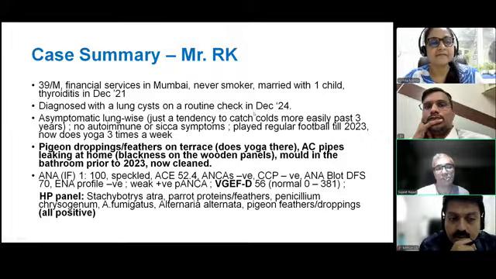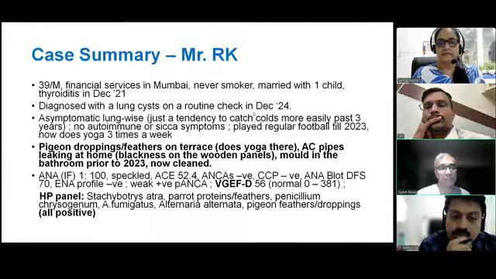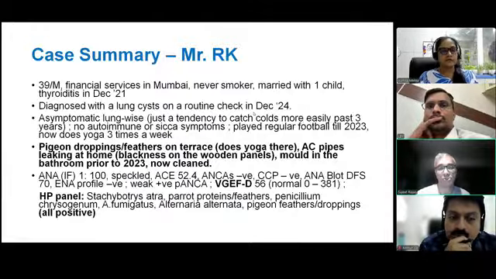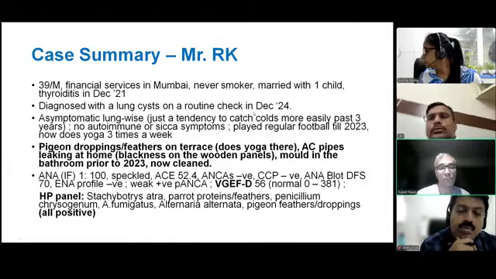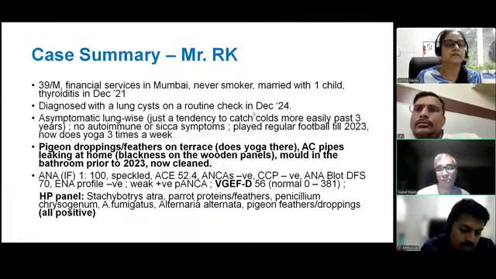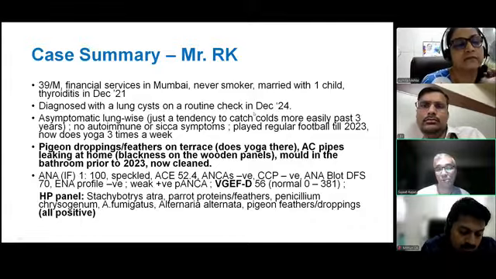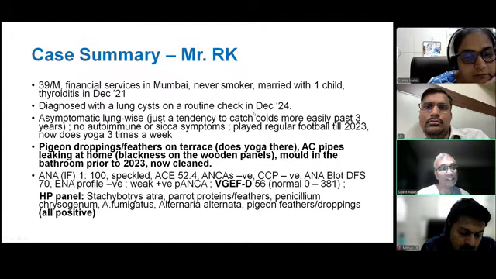Also in the history, interestingly, there are pigeon droppings and feathers on the terrace, where he does yoga, and he has been advised to stop doing it in that location. AC pipes leaking at home. There's also blackness on the wooden panels of the AC. There's mold in the bathroom prior to 2023, now cleaned.